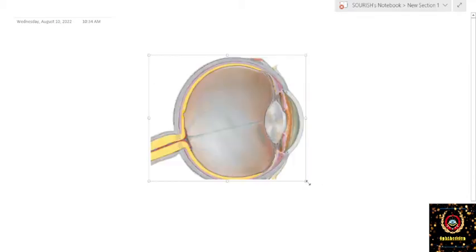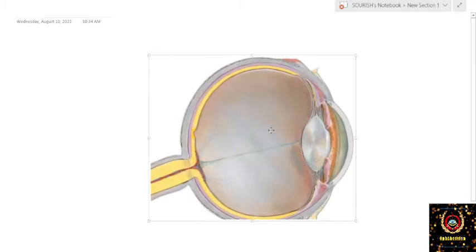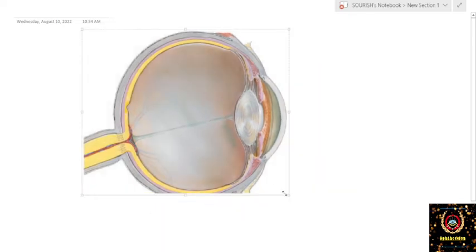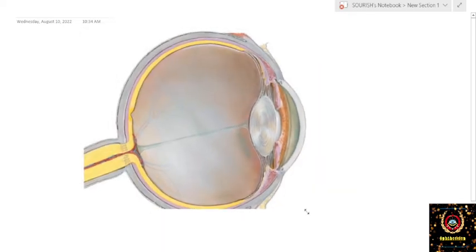Now in this eyeball, as you can see, there are some structures remaining. First we will talk about the lens. So what is this lens? This lens helps in converging or diverging the light rays. It acts as a lens, so it is called lens.